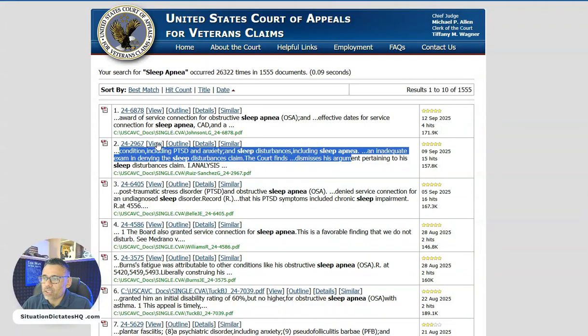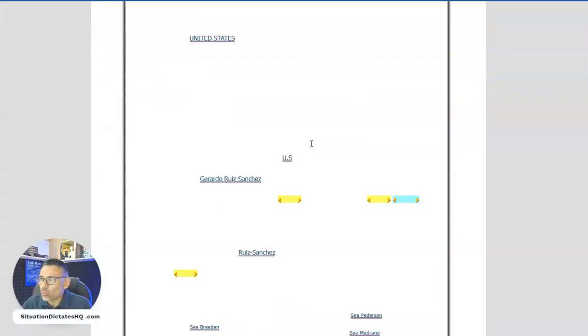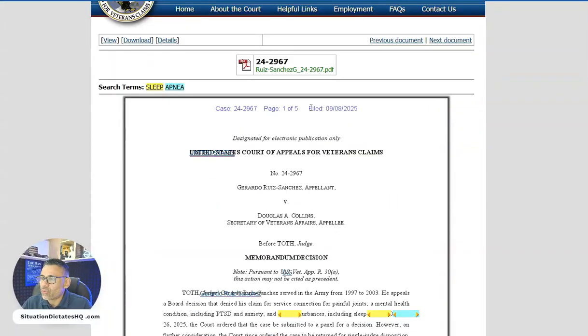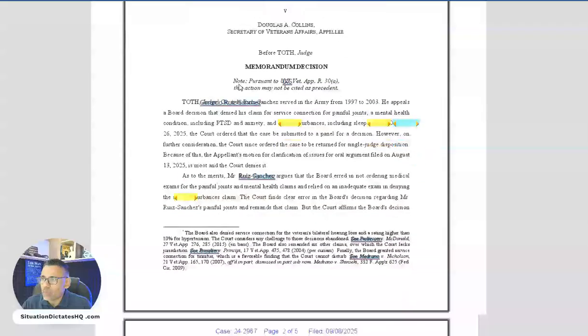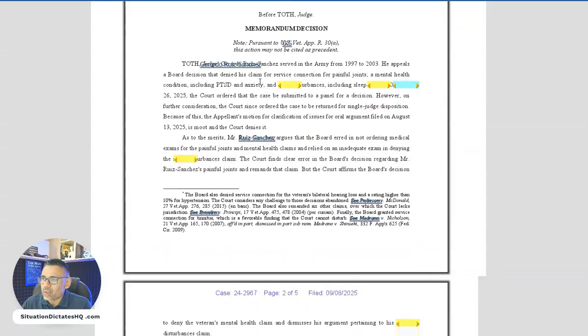So let's take a look at this one. This is a recent one. So here, once again, filed 2025. We're looking at the appellant, and here we go. So this person served from 1997 to 2003. He appeals a board decision that denied his claim for service connection for painful joints, a mental health condition including PTSD, anxiety, and sleep disturbances.